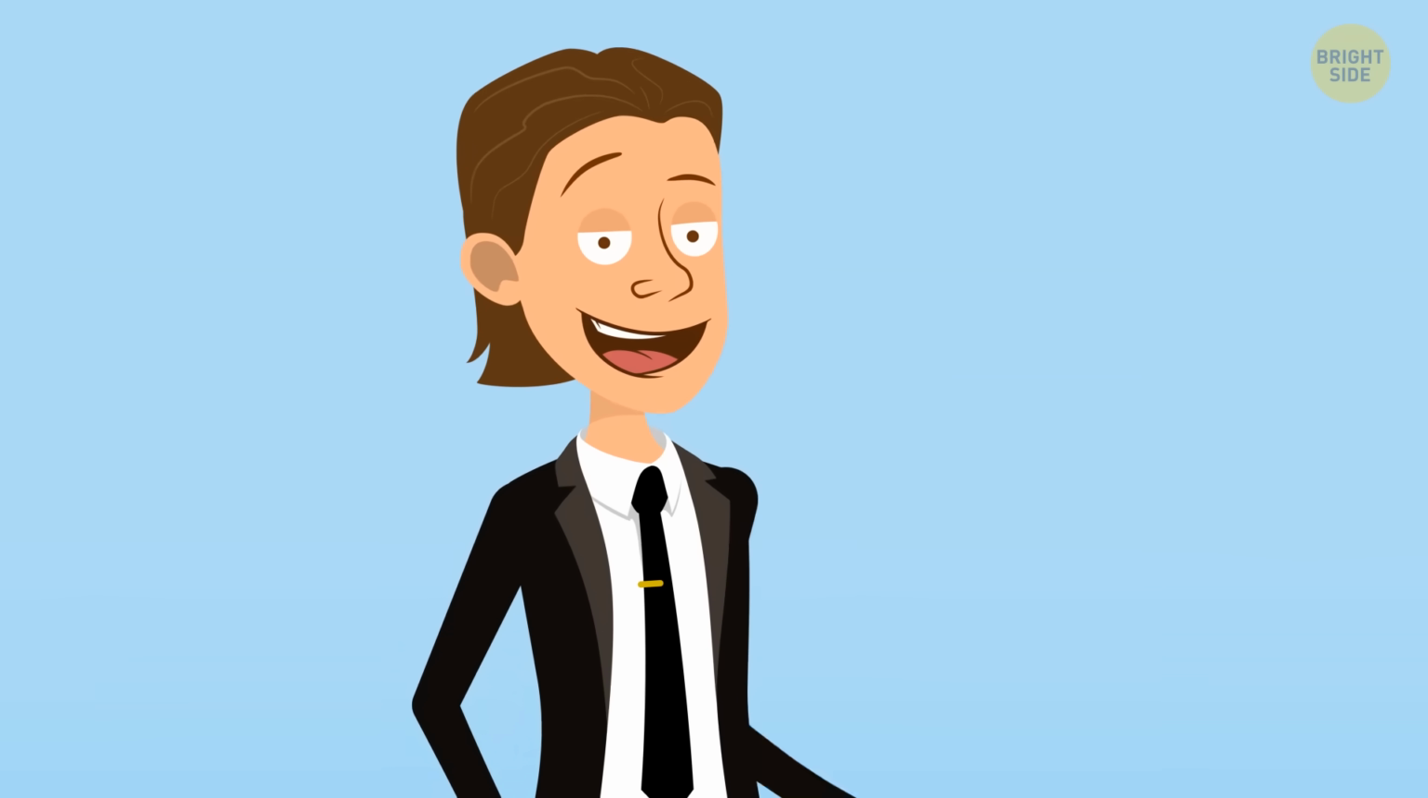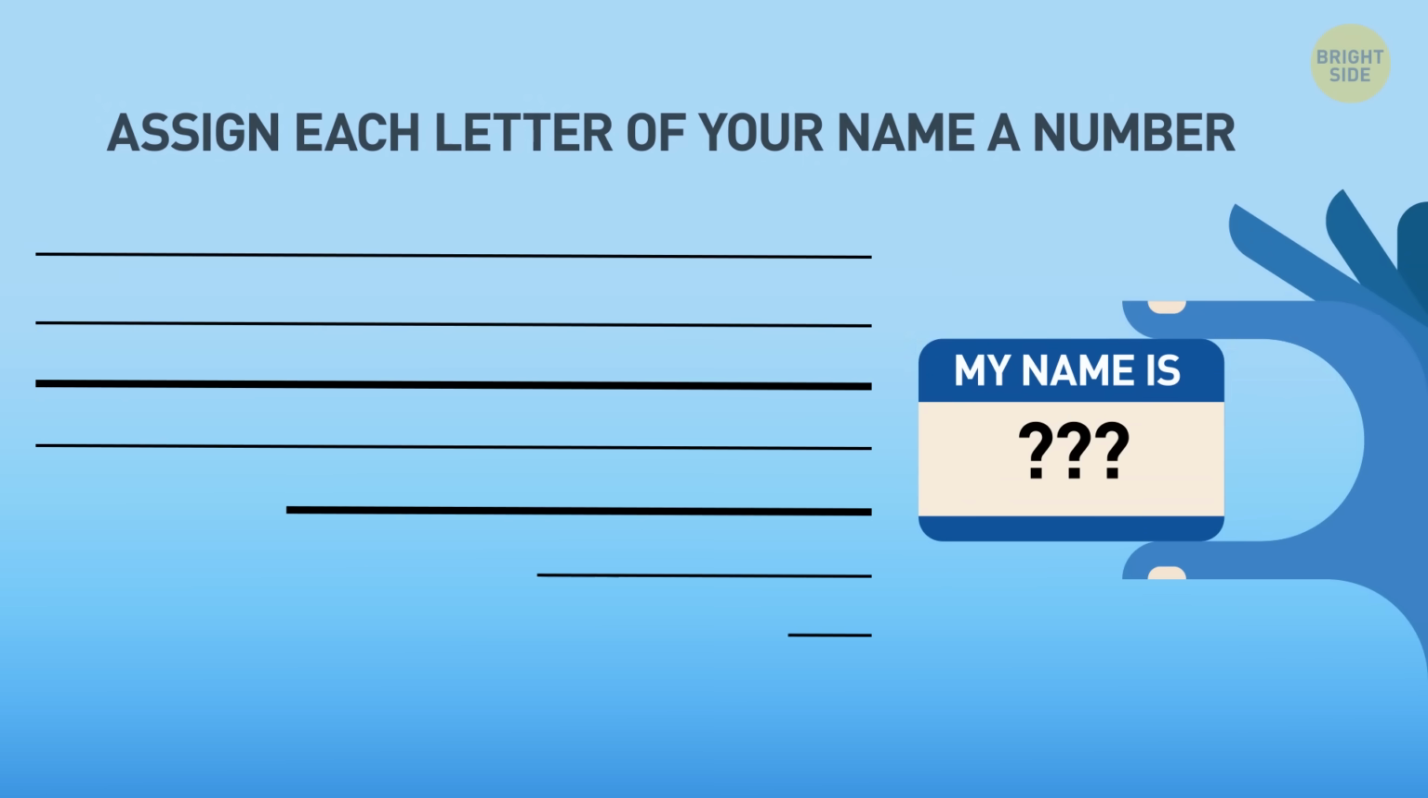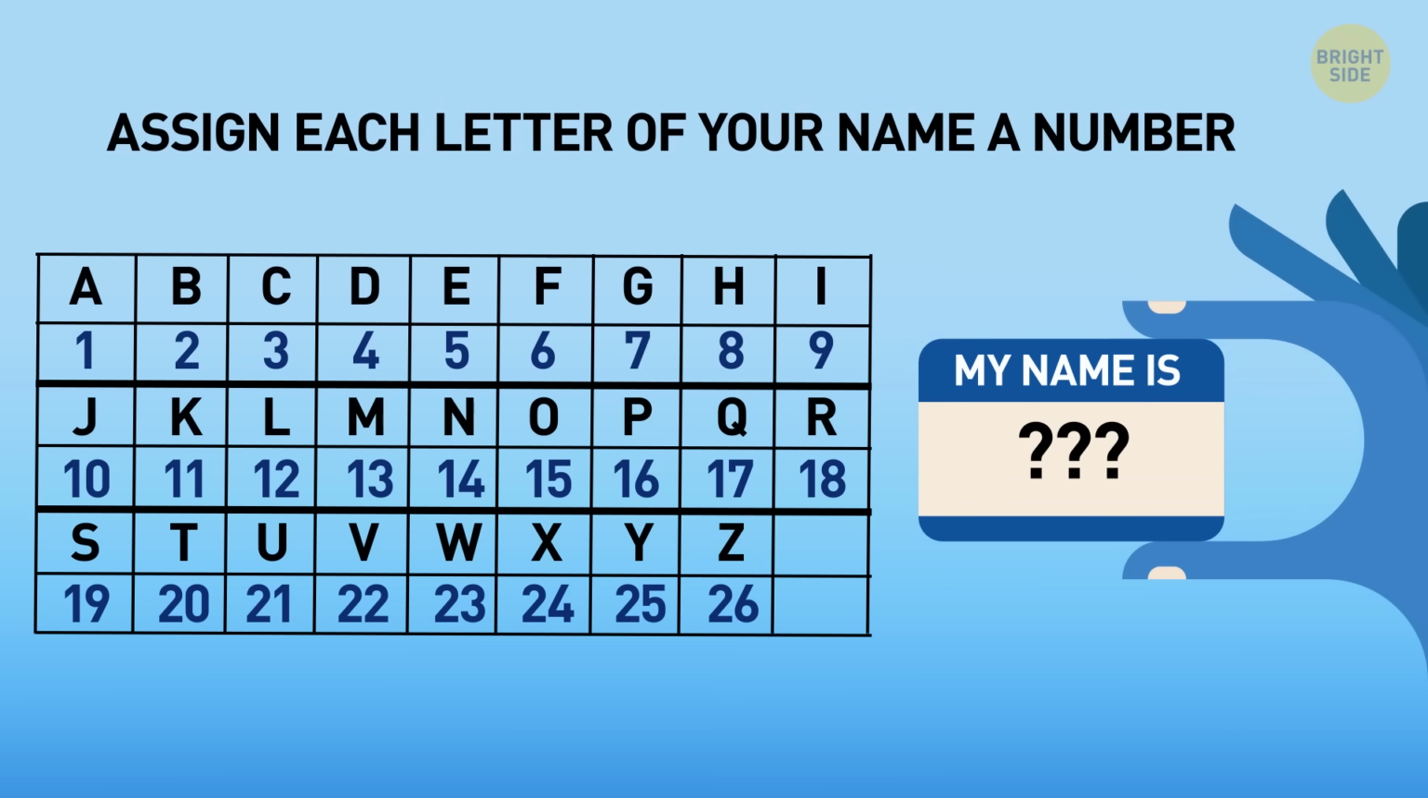Time for more serious stuff. Now I'll guess your name. Replace each letter of your name with a number from this table. For example, if your name's Sarah, I've already guessed it. Nah, just kidding. It'll be 19, 1, 18, and another number 1.